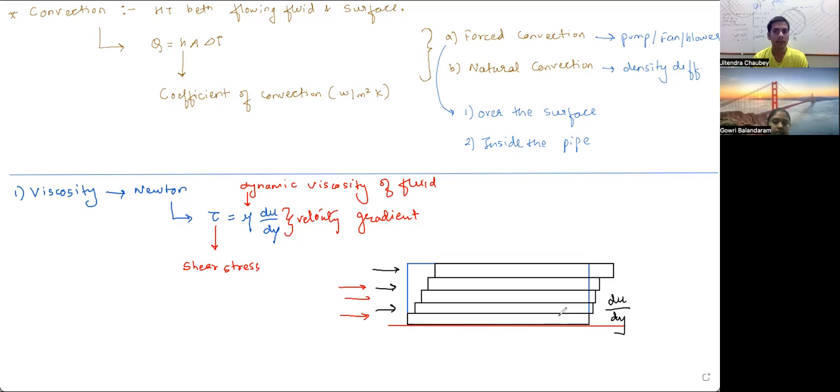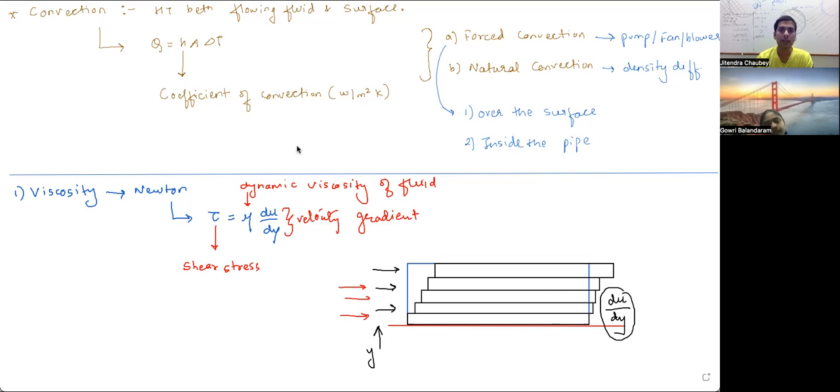This would be at higher velocity. This would be at lower velocity. That is, the difference can be represented by du. Whereas, in the y direction, the difference between their positions from the surface would be y2 minus y1, represented by dy, and du by dy is called the velocity gradient.